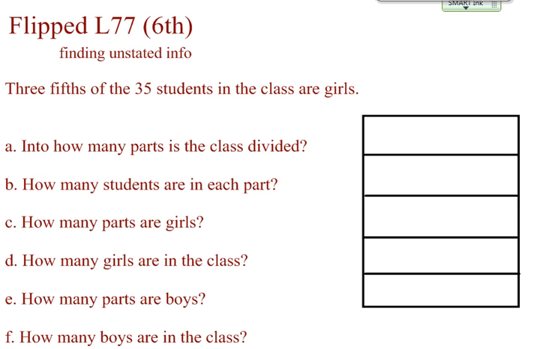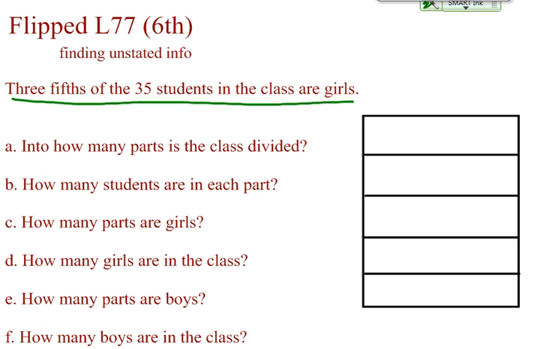Today we're going to look at finding unstated information. And what happens when you get a problem very similar to this? It says 3/5 of the 35 students in the class are girls. It's a very simple statement there. However, it leaves a lot of questions that are unanswered. So let's get into this, okay?